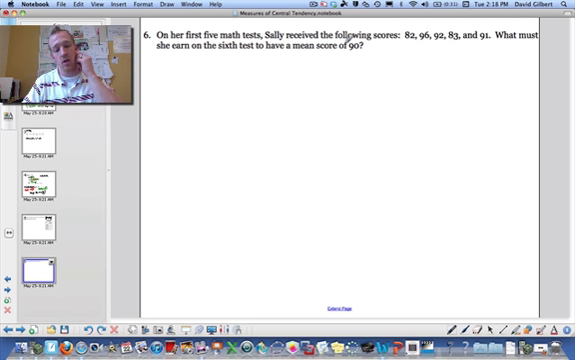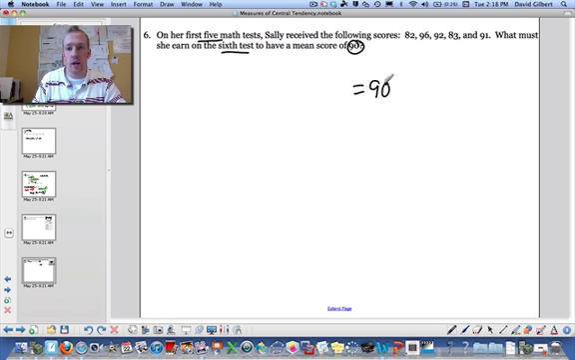These are always on the SATs and ACTs, and lots of standardized tests have these. They come up a lot. So on our first 5 math tests, Sally received these scores. What must she get on the 6th test to have a mean score of 90? So we want our average to equal a 90. How do we get our average? Well, we add up all the numbers.